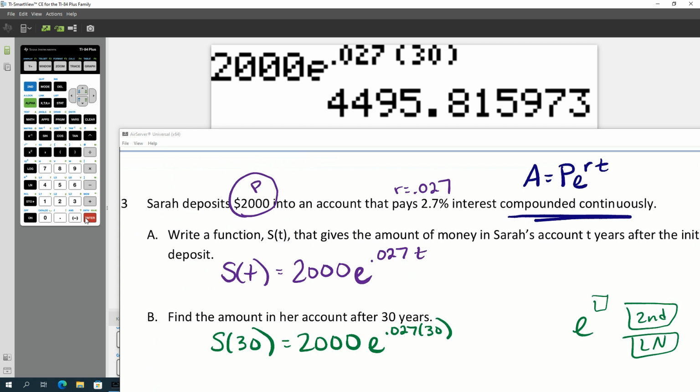So after 30 years, her money has more than doubled. It's gone from $2,000 to almost $4,500.